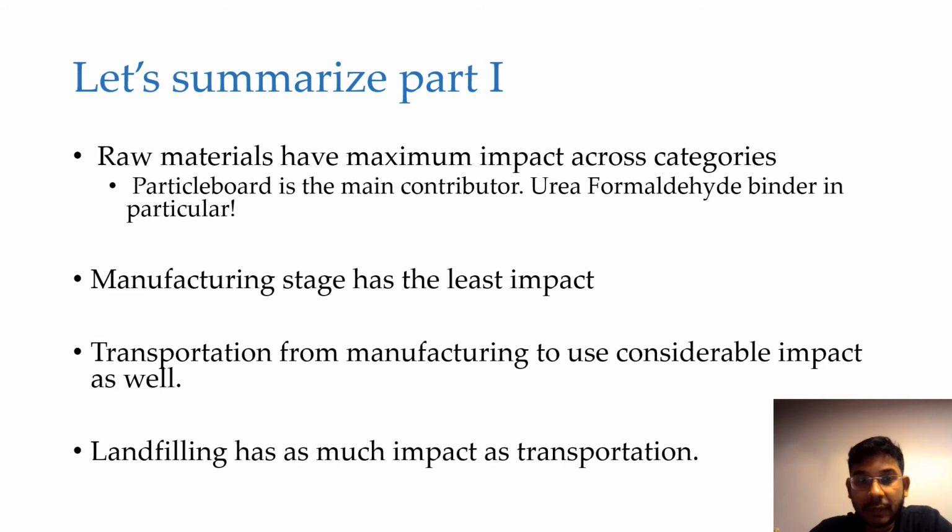So what you are seeing here is that, rather than the manufacturing, the raw materials have the maximum impact across all these categories, as we saw, especially the particle board and especially the urea formaldehyde binder. So we are able to distinguish the impact between the manufacturing stage and the raw materials in the first place. So for instance, let's say somebody tells you that emissions from doors are this much, and then you go ahead and try to do a lot of shifting and changes in how you manufacture the door.